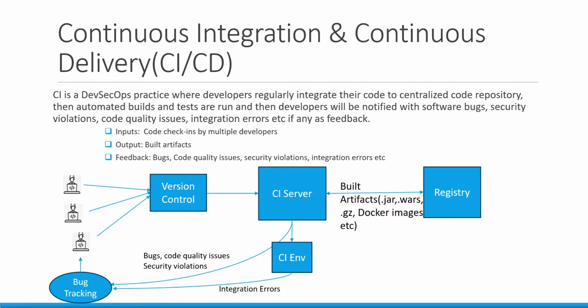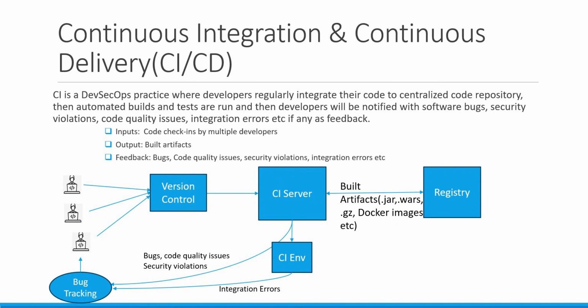Hello everyone. In this video, we are going to see what is continuous integration and continuous delivery. Continuous integration and continuous delivery, which are also called CI/CD, are one of the important practices of DevSecOps. So let us start with CI.